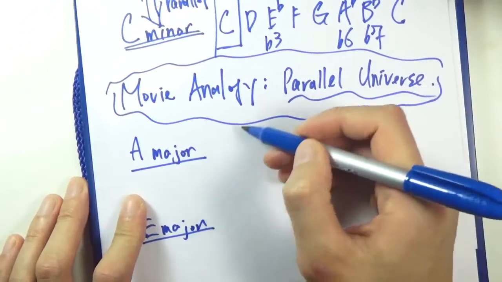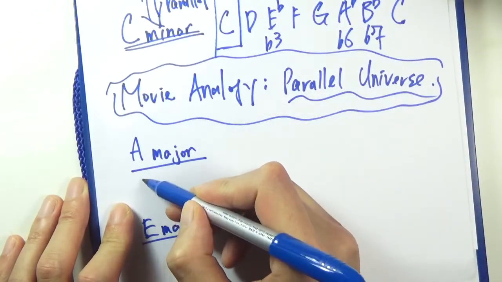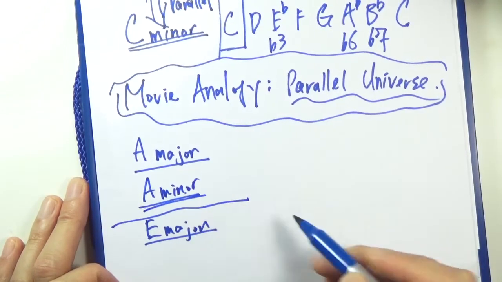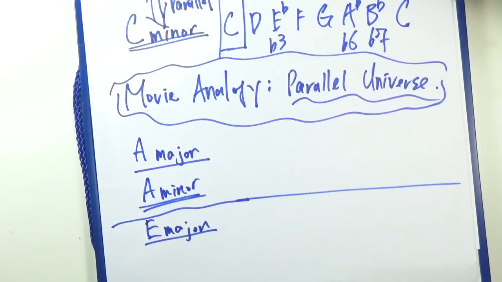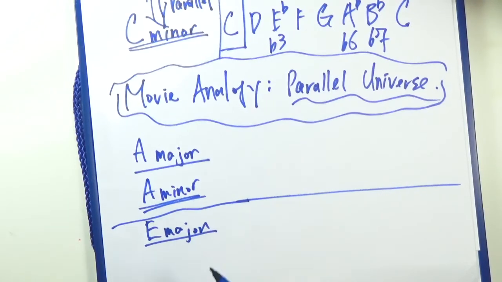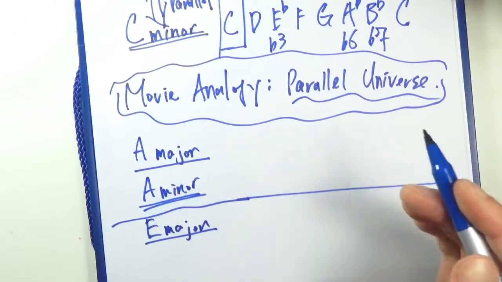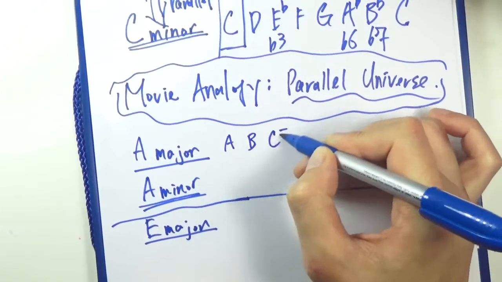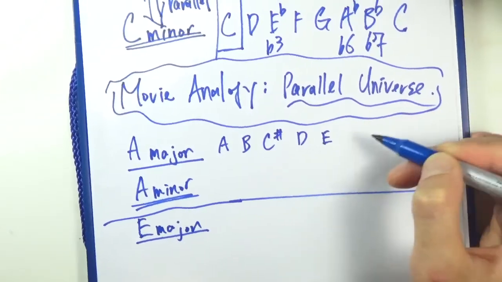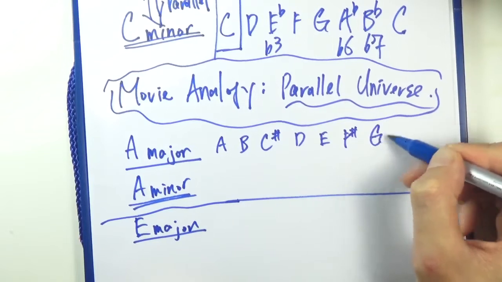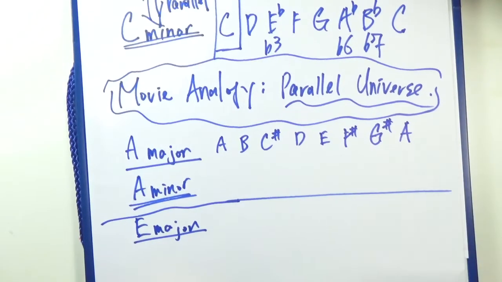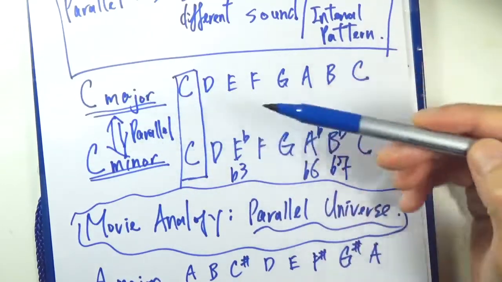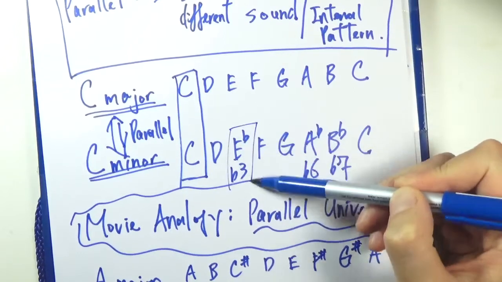So A major, you will have A minor as your relative. I'm sorry, as your parallel minor. Okay. So that's it. That's the answer. But let's work out the other notes anyway. So A, B, C sharp, D, E, F sharp, G sharp, A. And if you noticed, if we're only looking at major and minor, the differences would be these three notes.